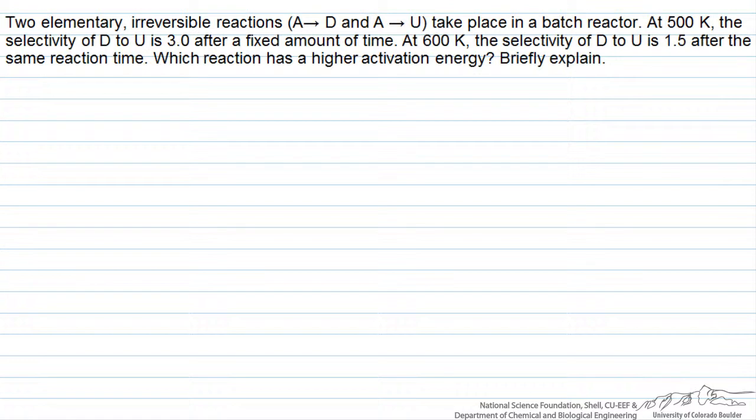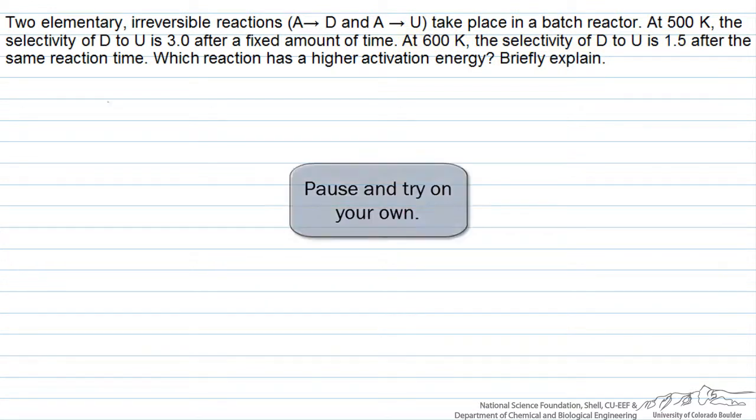In this conceptual problem, we have two elementary irreversible reactions, A producing a desired product and an undesired product. And we have some temperature-dependent trends in the selectivity of the desired product to the undesired product. So that selectivity is 3 at a lower temperature and 1.5 at a higher temperature. And the question is, which reaction has a higher activation energy?